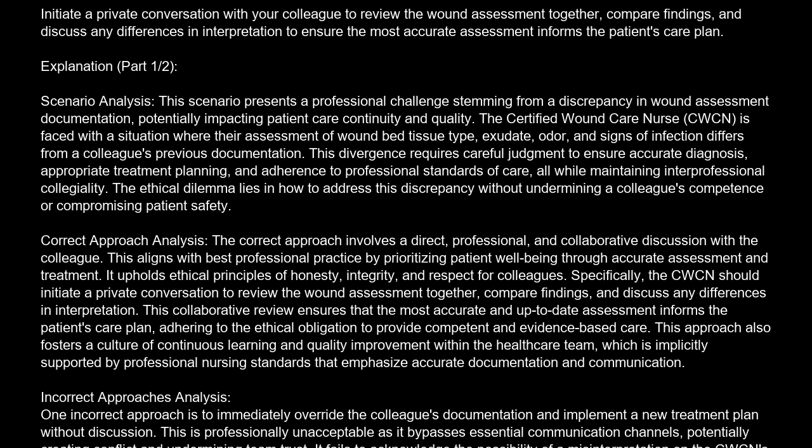This approach also fosters a culture of continuous learning and quality improvement within the healthcare team, which is implicitly supported by professional nursing standards that emphasize accurate documentation and communication.